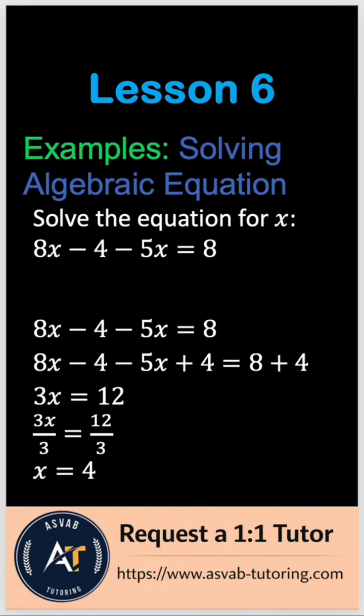Then we have another example, which is solve the equation for x: 8x minus 4 minus 5x equals 8. So if we add positive 4 to both sides, this negative 4 and this 4 will cancel each other out. We'll be left with 8x minus 5x, which is 3x, and 8 plus 4 is 12. Again, if we divide both sides by 3 to get the x alone, we will get x equals 12 over 3, which gives us 4. So x equals 4.